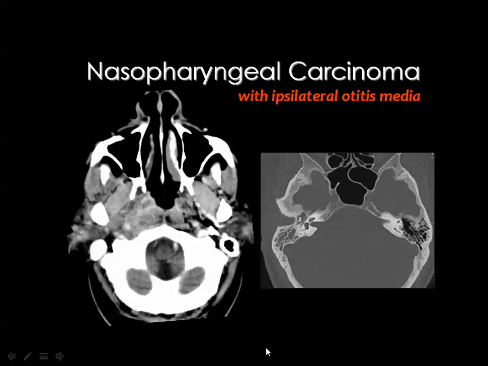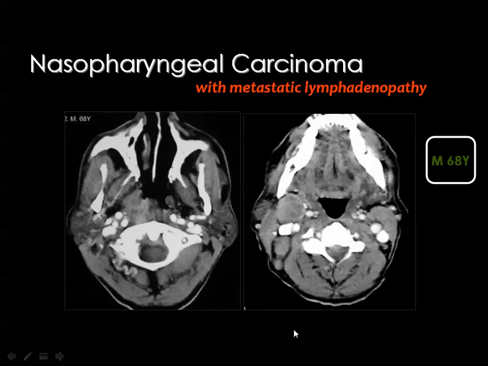Then this is a good example of a nasopharyngeal carcinoma with ipsilateral otitis media. And you can see in the axial image there is a mass infiltrating the nasopharyngeal wall medial to the parapharyngeal fat, and in the bone window image you can see that the middle ear cavity is obliterated by secretions, and also you can see the mastoid air cells are obliterated by similar secretions secondary to obstruction of the Eustachian tube.